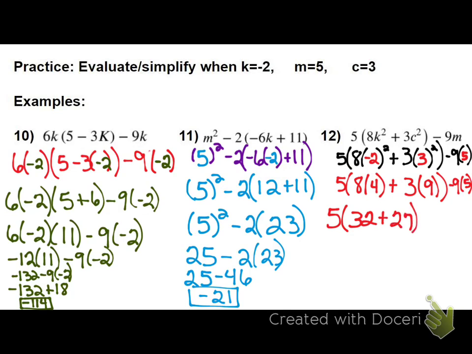Okay, bring down my 9 minus 5. Okay, am I done with these parentheses yet? It feels like it's taken forever. No. 32 plus 27 equals 59. When I put that 59 down, what has to be around it? Parentheses, because it's showing that that 5 is multiplying that 59. Minus 9 times 5. Which equals?